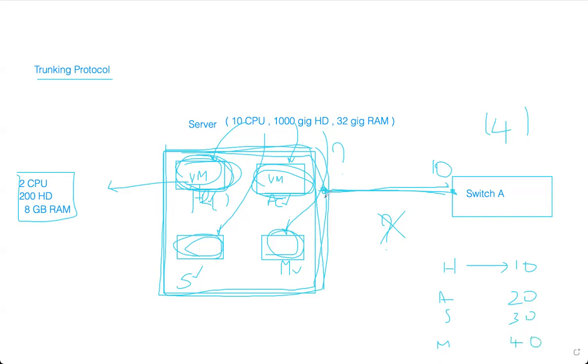So I wanted to send all the VLANs, 10, 20, 30, all of these VLANs, over a single link. For that, I need a trunking protocol.